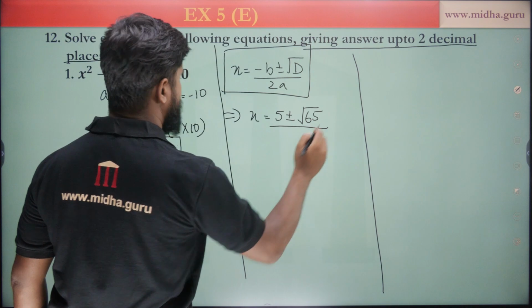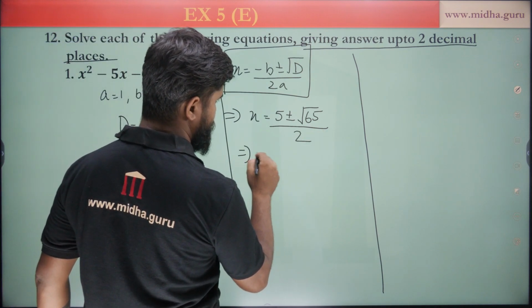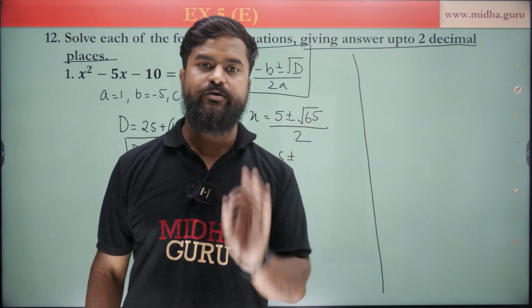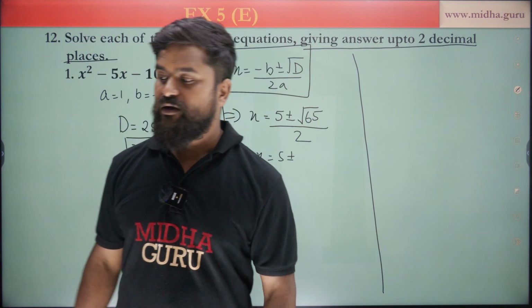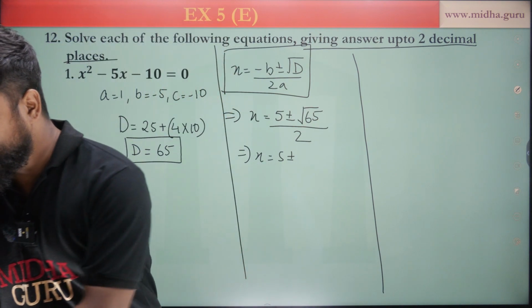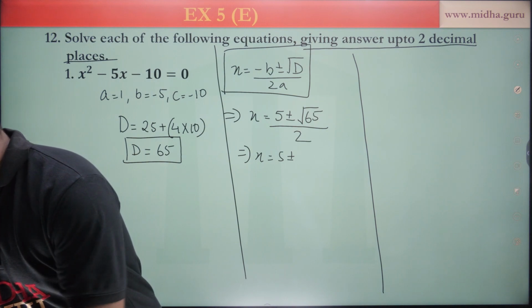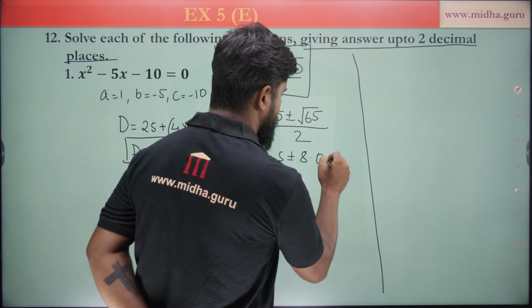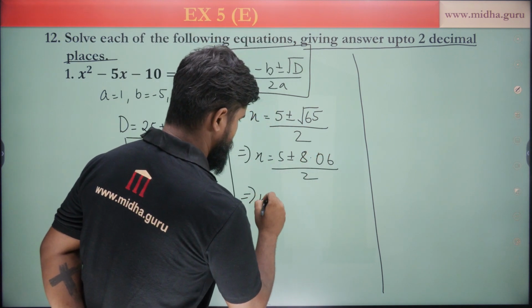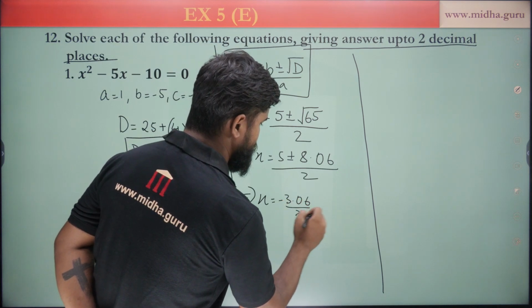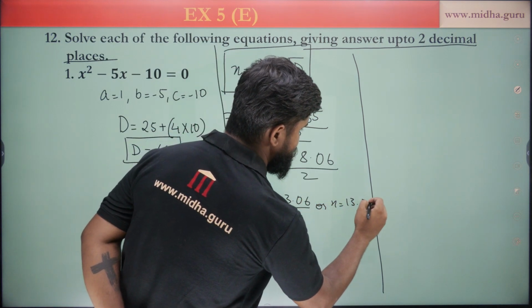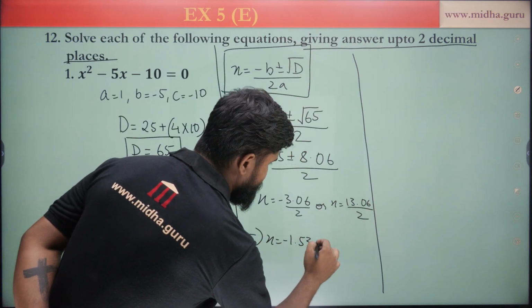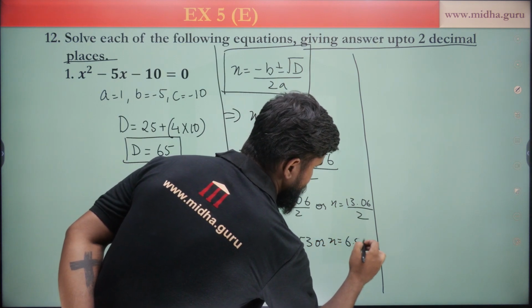Since a is 1, x is equal to 5 plus or minus. Again, 65 isn't a perfect square, so we'll see our square root tables for the value of root 65, which we find to be 8.06. So it is 8.06 by 2. x is either equal to minus 3.06 by 2 or x is equal to 13.06 by 2. So we get x to be minus 1.53 or x to be 6.53.